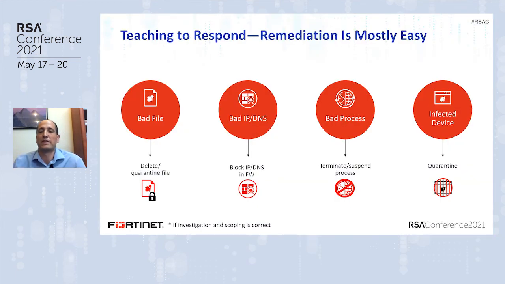Okay, but remediation is mostly easy because, let's say you have a bad file, delete it. If you have a bad IP, block it in the firewall. A bad process can be terminated, suspended, maybe remove the file too. And if you find an infected device, we can always just quarantine it.